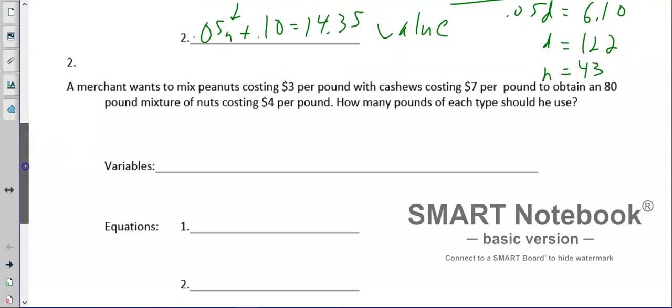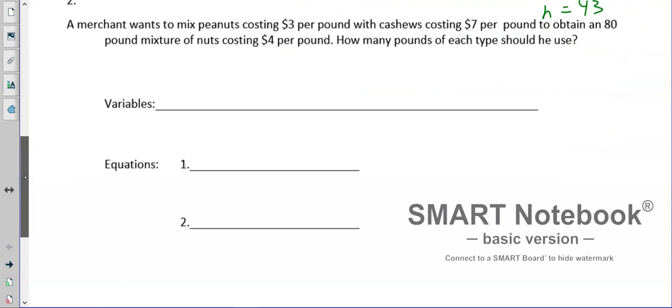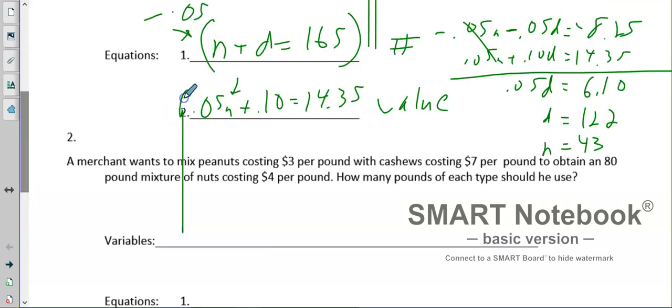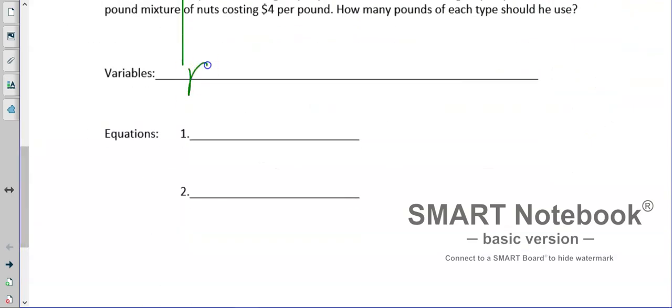All right, moving on. Now, this is a different type of problem because now we're doing a blending problem, a mixing problem. Now, you see we have peanuts and cashews, so I'm going to use P for peanuts and C for cashews.